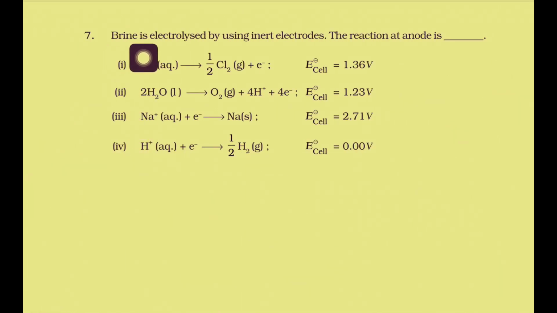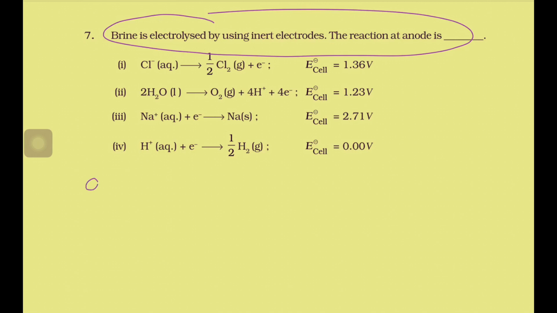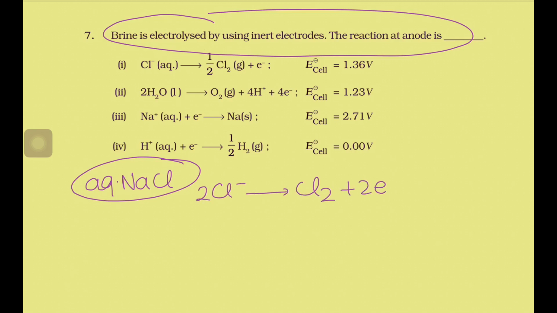Coming to the next, brine is electrolyzed using inert electrodes. The reaction at the anode is very simple. We already discussed that when we do the electrolysis of brine, that is aqueous NaCl, what happens at the anode? At the anode, chloride ion gets oxidized to form chlorine gas, liberating 2 electrons. And at the cathode, what happens? Water gets reduced to hydrogen gas, forming OH minus, hydroxide ion.